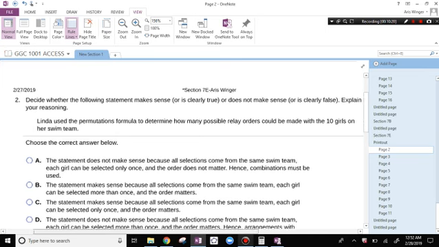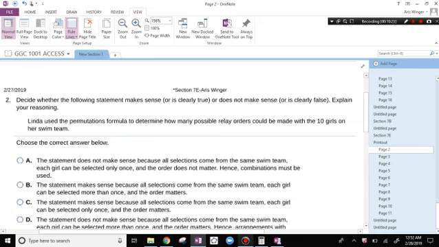Decide whether the following statement makes sense or is clearly true, or does not make sense or is clearly false. Explain your reasoning. Linda uses the permutation formula to determine how many possible relay orders could be made with the 10 girls on the swim team. So she has 10 girls on the swim team, and she's trying to order them, right? So the question is, is she going to use combinations or permutations? And so the real question is, does she care about the order, right?